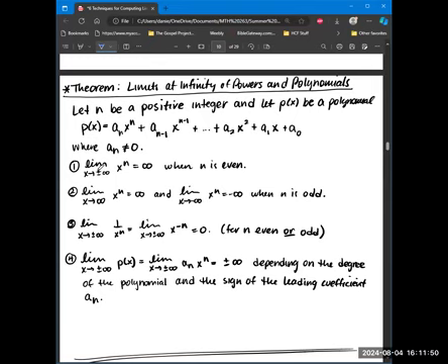Doesn't matter whether I'm going to positive or negative infinity. The limit of p of x is equal to infinity when n is even and a sub n is greater than 0. This is going to be negative infinity when n is even and a sub n is less than 0.